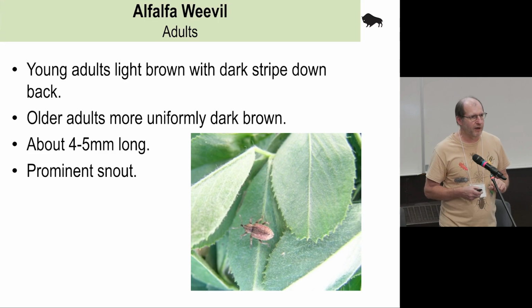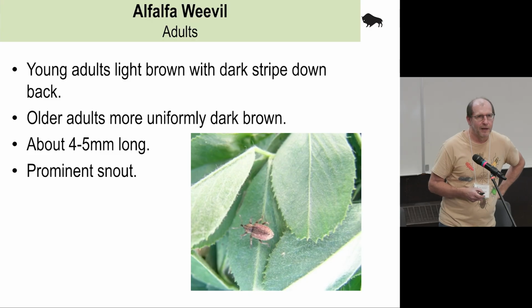So a little bit of life cycle here. Adults overwinter, that's the first thing you'll see. To identify them, look for that darker brown stripe that goes down the head and the back. That's the easiest way to identify them from some of the other weevils that you might find in alfalfa.